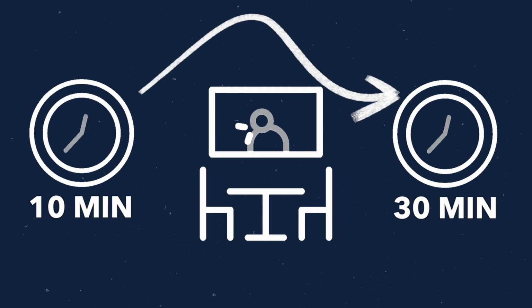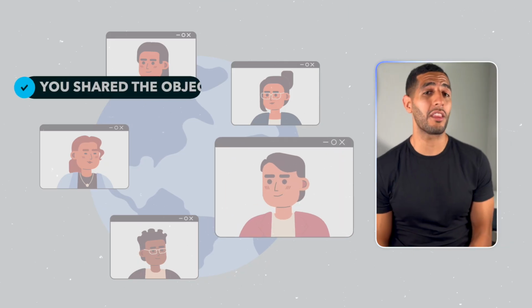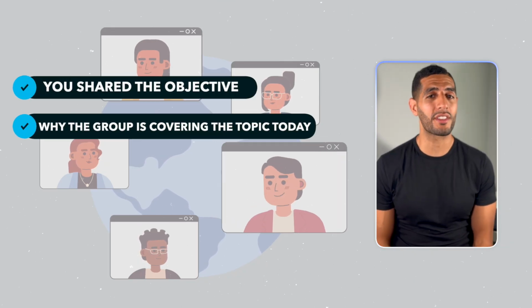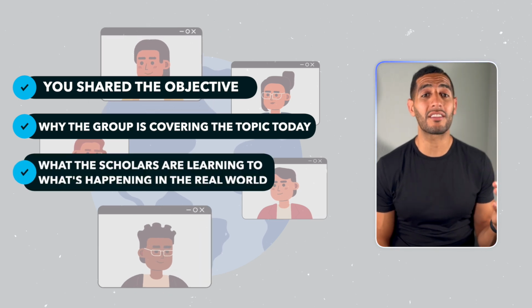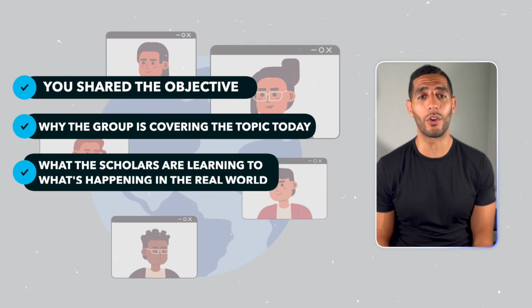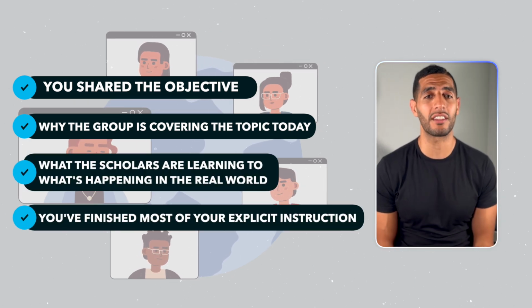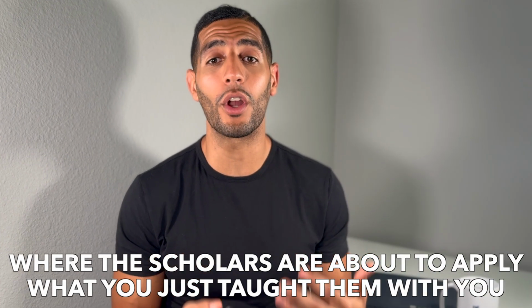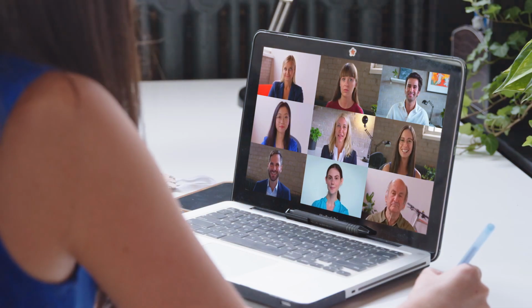You are 10 minutes into your 30-minute virtual session. You've shared the objective, made clear why the group is covering the topic today, connected what the scholars are learning to what's happening in the real world, and you've finished most of your explicit instruction. You're up to the portion in your lesson where the scholars are about to apply what you just taught them with you. And one of the least convenient things that can happen to you as an educator happens.